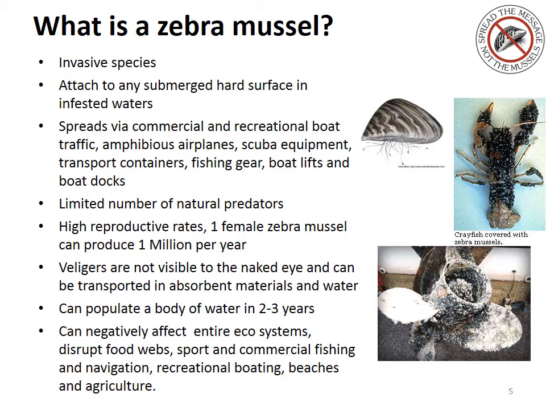They can populate and take over an entire ecosystem in 2 to 3 years, negatively impacting the entire food web, sport and commercial fishing, navigational and recreational boating, beaches, and agriculture.